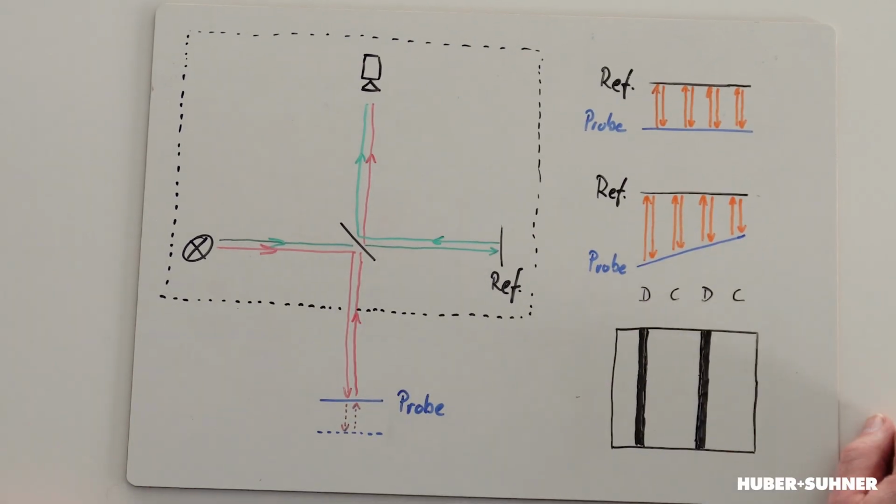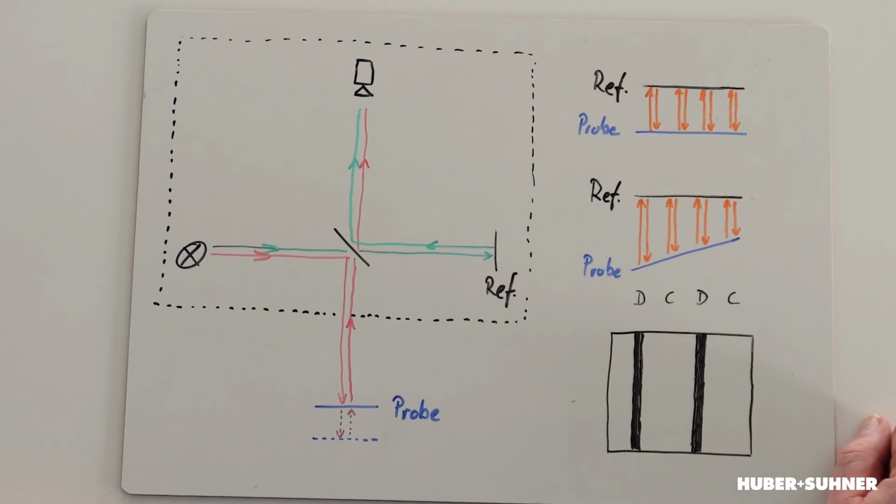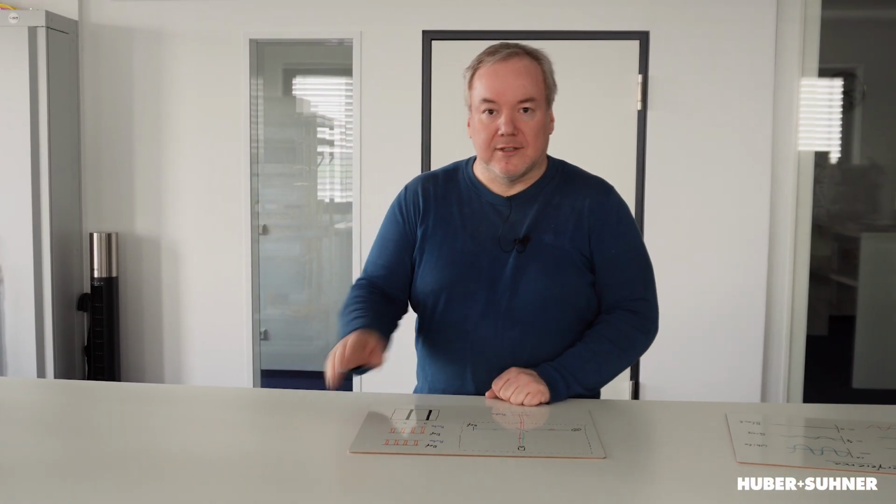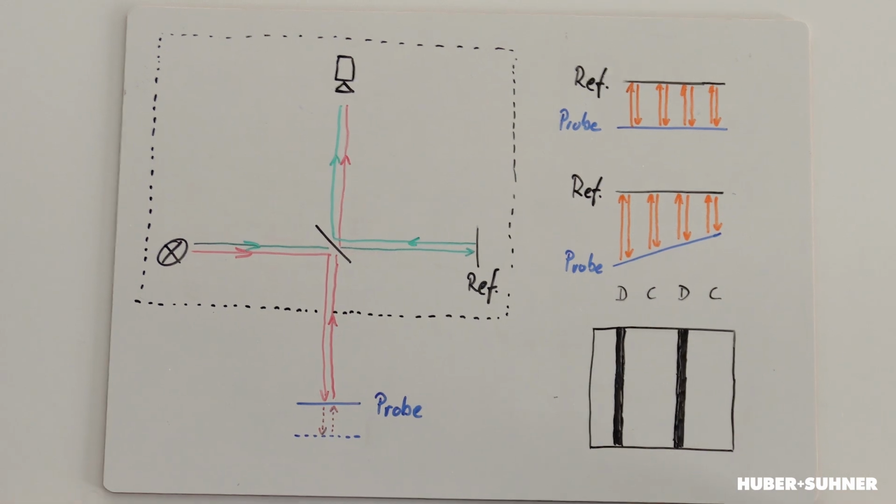The situation now changes if we tilt the probe. If we tilt the probe, you can see we have a very long path on the left-hand side, and on the right-hand side we have a very short path. And the result of that is we have destructive and constructive interference, and they are alternating, and we have all the different situations in between. This results in a picture for the camera, which looks a little bit like the sketch here on the bottom.